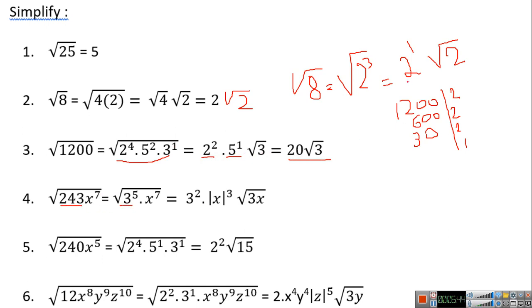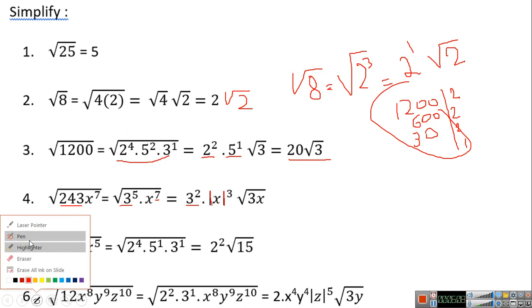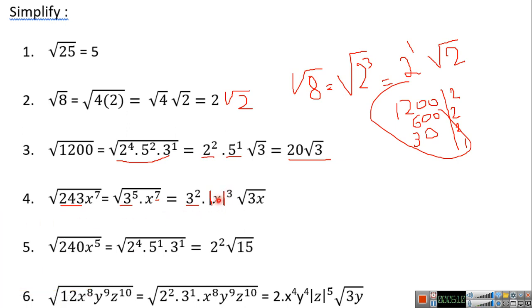You can check it by doing prime factorization like I did here. Now 5 divided by 2 is 2.5. So 3 squared outside and 3 power 1 inside. x power 7 here, so this is 3.5. So x cubed. But since x can never be negative, I put absolute value. So here it's x cubed, and what remains? 3x inside. Why? Because the power is odd.